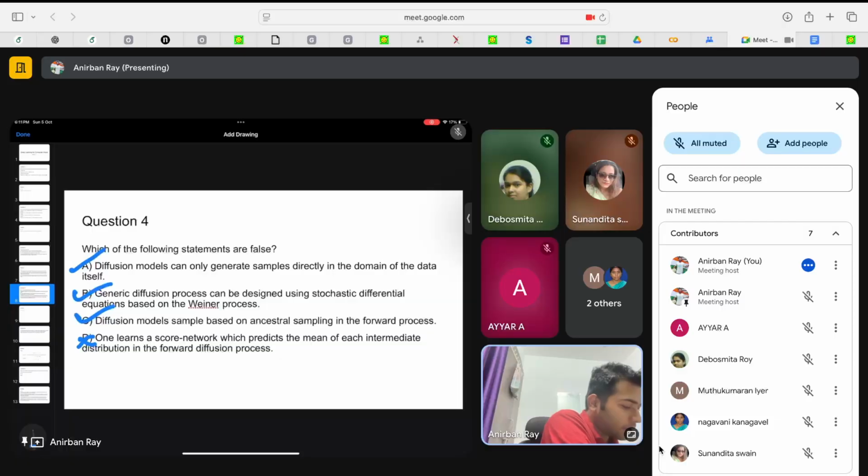Oh, I got it, A, B, C, which are false. A, C, D. A is false. Directly the domain of the data itself. How is it false? It learns the distribution after all, so it should generate in there. They are talking about it generalizing to other ones. Ancestral sampling in the forward process. That is not correct. I don't know what it is. I'm very tired actually.